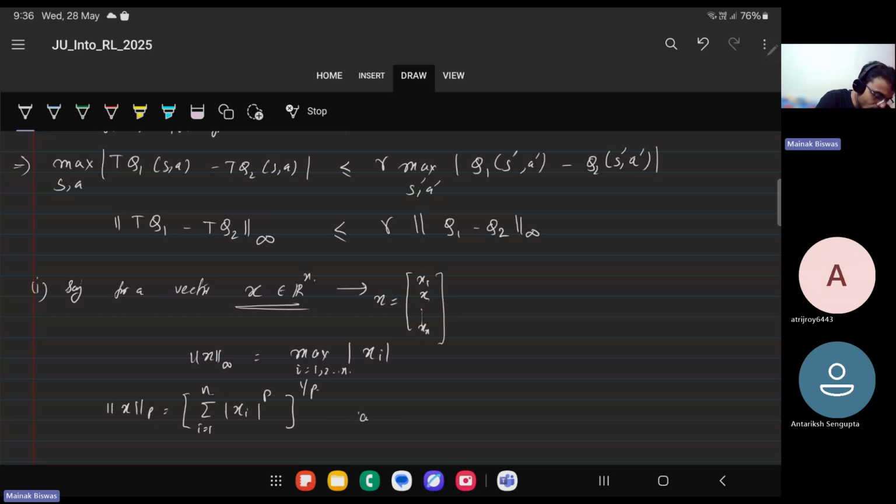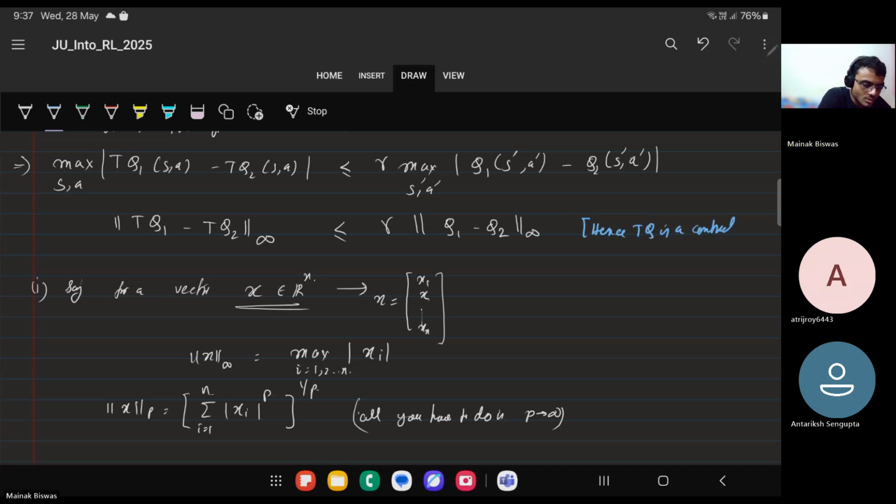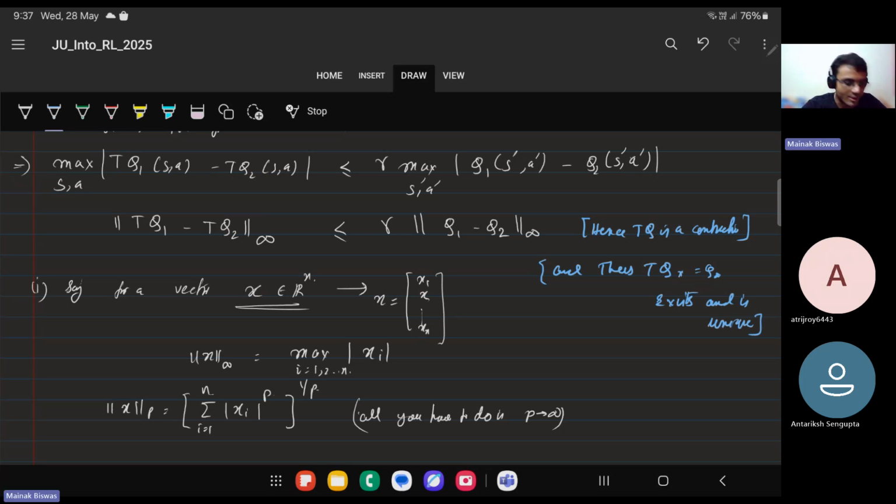So all you have to do is let p tend to infinity. So you see that hence TQ is a contraction. And thus Q star, satisfying TQ star equal to Q star, exists and is unique. Fine. Therefore, we have proved the convergence of Q-learning.